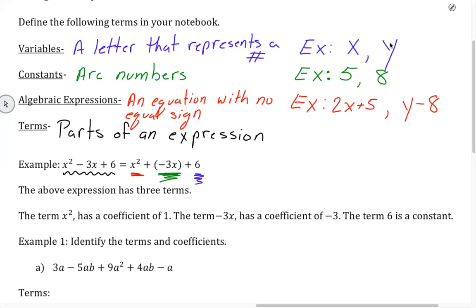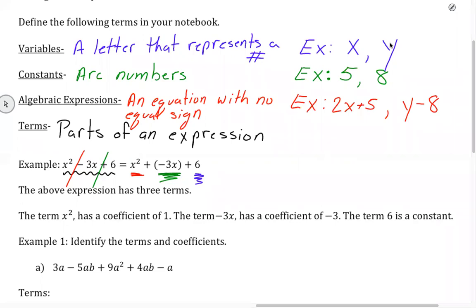The way I kind of remember it is if you have a plus or minus sign, that's where you divide up your expression. Notice, there's a minus sign right there. There's a plus sign right there. Notice I divided my expression up into 3 parts. That's how I know there are 3 terms. The term x squared from the above equation has a coefficient, meaning the number in front of your variable, of 1. Notice there isn't a 1 there, it's understood to be 1. And the term negative 3x has a coefficient of negative 3. And the constant is 6.